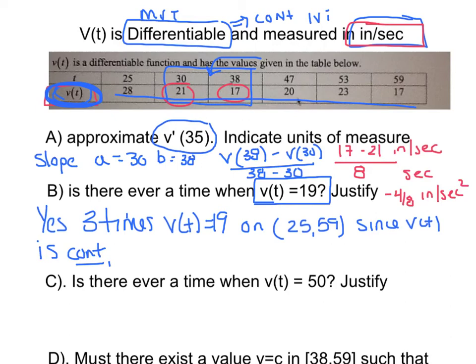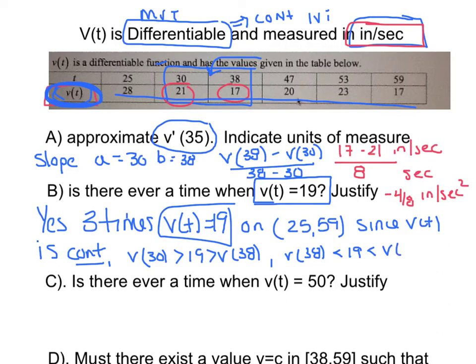And now again, state what you know. So I want to find the numbers that are between 19. So I'm going to say, let's see, we said v of 30 is greater than 19, which is greater than v of 38. So there's one time. Happened again, v of 38 is less than 19, which is less than v of 47. And we'll fit that last one in. V of 53 is greater than 19, which is greater than v of 59. And I can say, obviously, all that's true by the intermediate value theorem. And again, if you don't know what that means, write it out. IVT, intermediate value theorem.